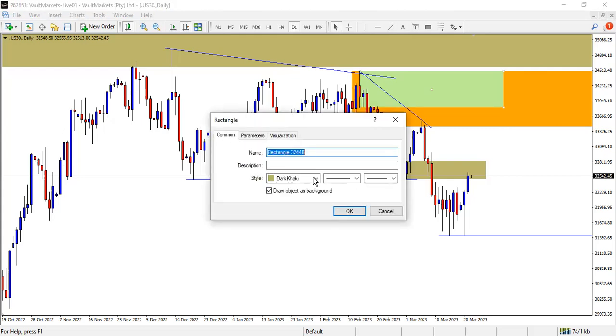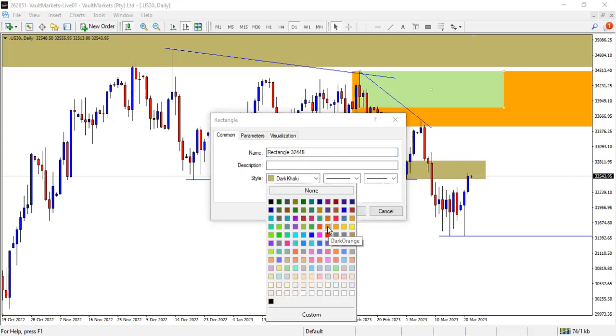Let's talk about the colors now. Must be orange. Orange, yeah, not dark orange.